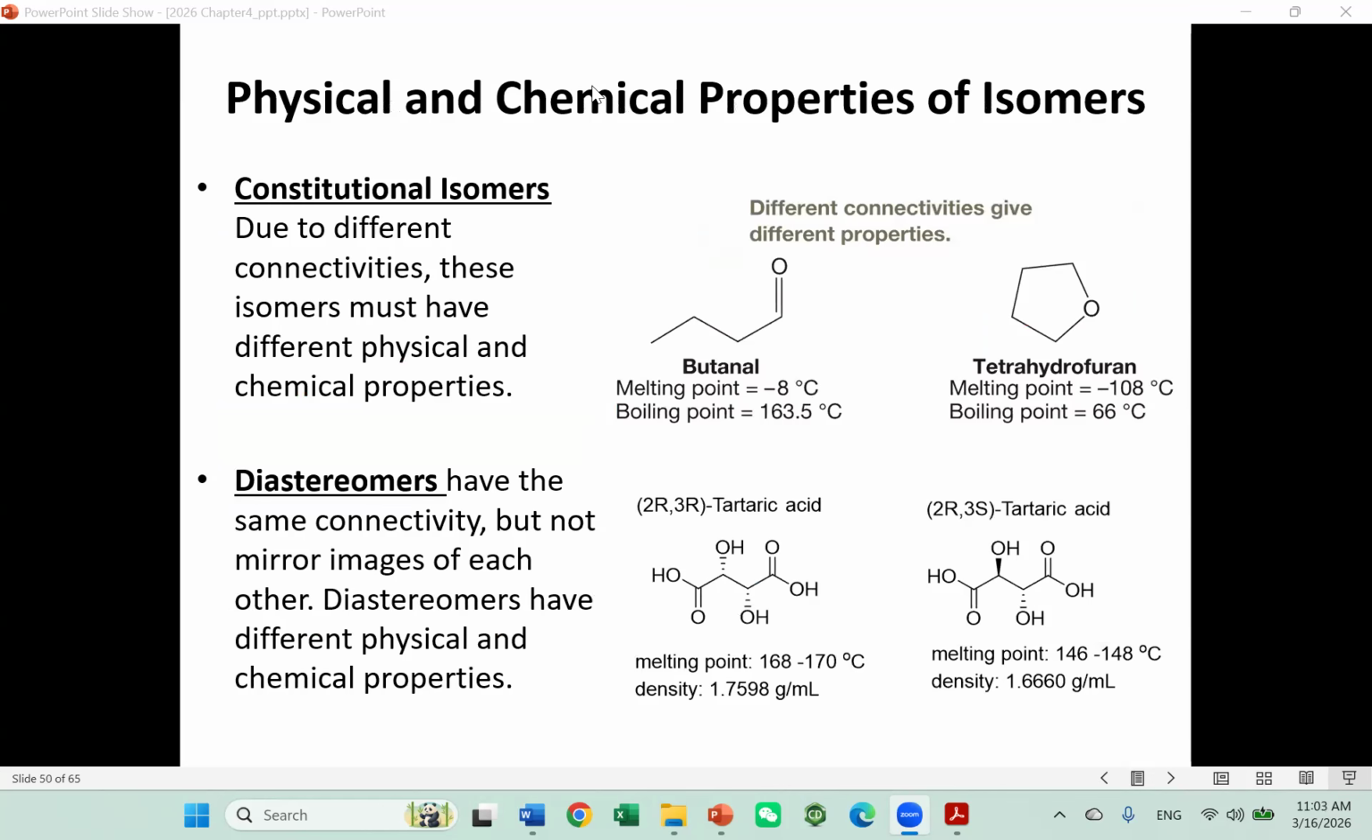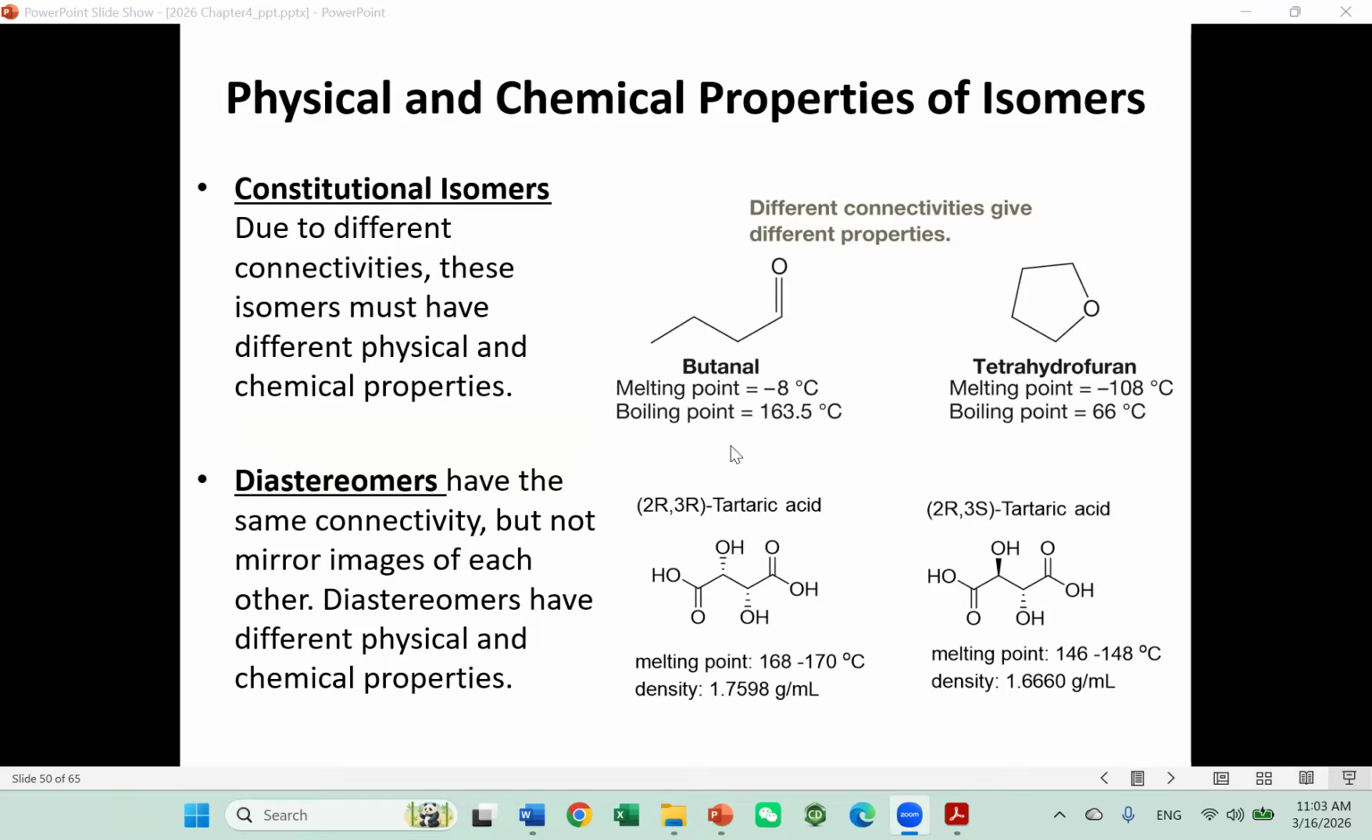All right, okay, let's continue our lecture. Now we need to talk a little bit about the physical properties of isomers. We already learned about constitutional isomers, like butanol and THF. Okay, same formula but totally different arrangement, a different connection of the atoms. Those are just different compounds. They have different physical properties and also chemical properties. Okay? So there's a big difference there in melting point and boiling point.